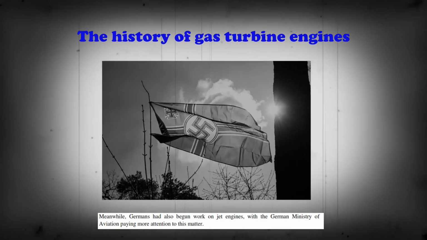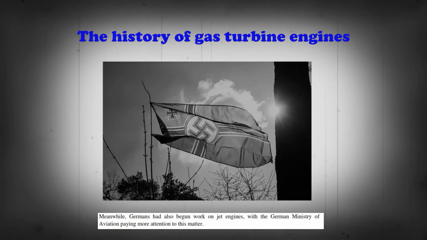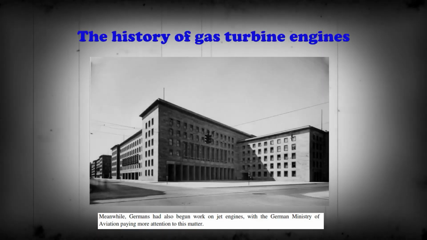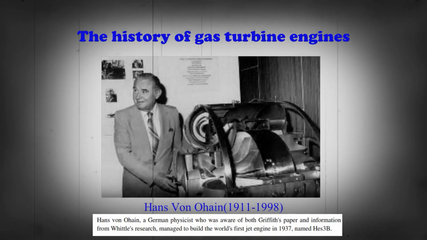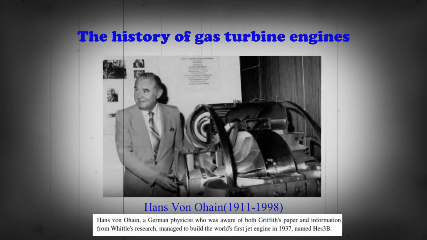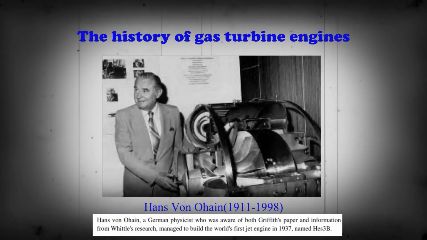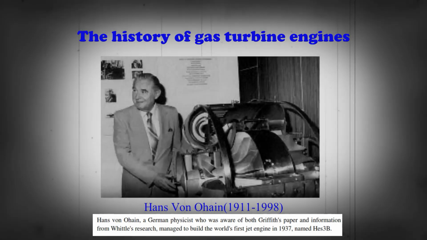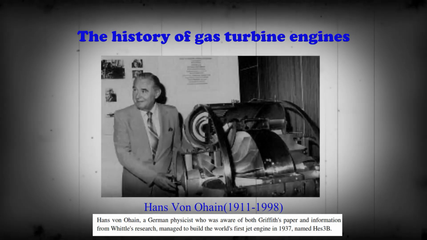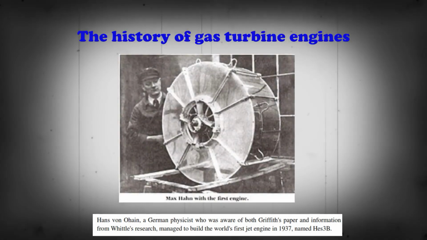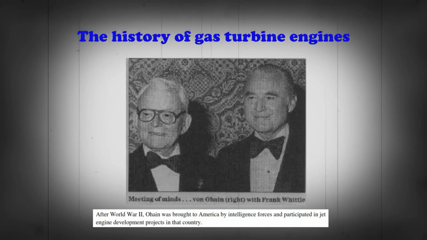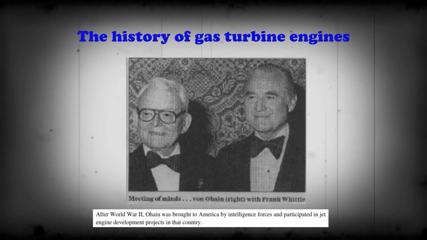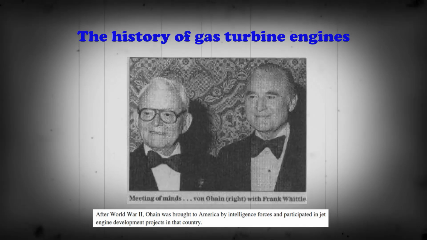Meanwhile, Germans had also begun work on jet engines, with the German Ministry of Aviation paying more attention to this matter. Hans von Ohain, a German physicist who was aware of both Griffith's paper and information from Whittle's research, managed to build the world's first jet engine in 1937, named HE-3B. After World War II, Ohain was brought to America by intelligence forces and participated in jet engine development projects in that country.